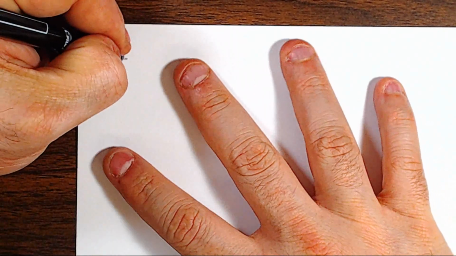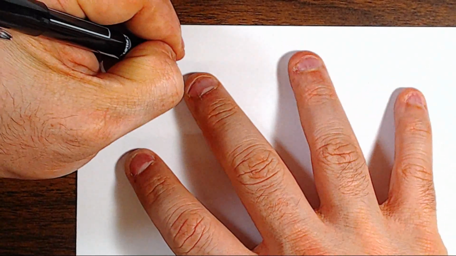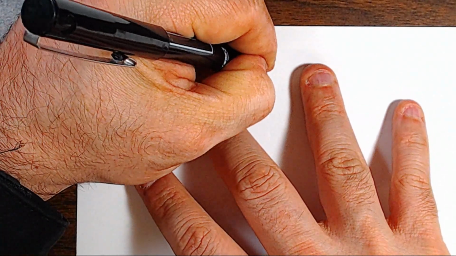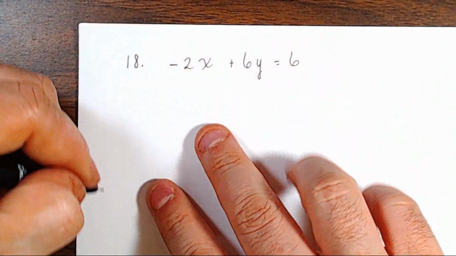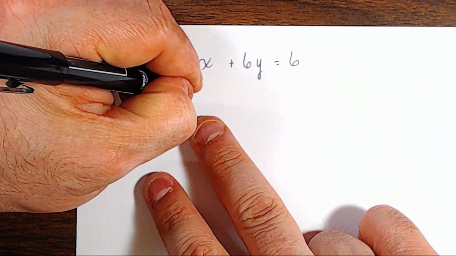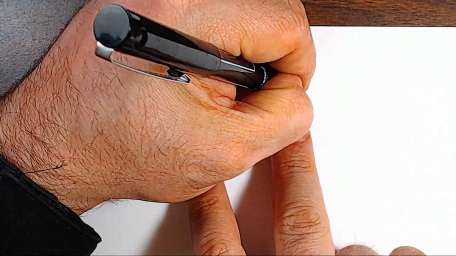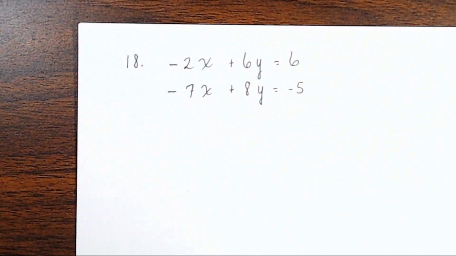Here you go. Number 18. Negative 2x plus 6y equals 6. And then negative 7x plus 8y equals negative 5. So there's our system of equations. And we just talked briefly and said that elimination looks kind of frightening. So maybe we don't want to solve using elimination.